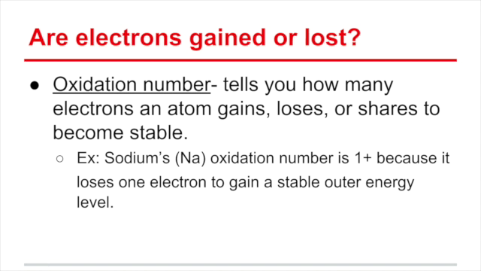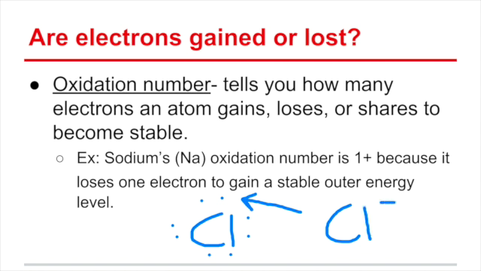An oxidation number tells you how many electrons an atom gains, loses, or shares to become stable. Remember our electron dot diagrams. Chlorine has 1, 2, 3, 4, 5, 6, 7 outer electrons. It wants 8 to become stable, so it's going to gain 1. Since it gained a negative charge, remember electrons are negative, it's going to become Cl minus. So that's its oxidation number, 1 minus.